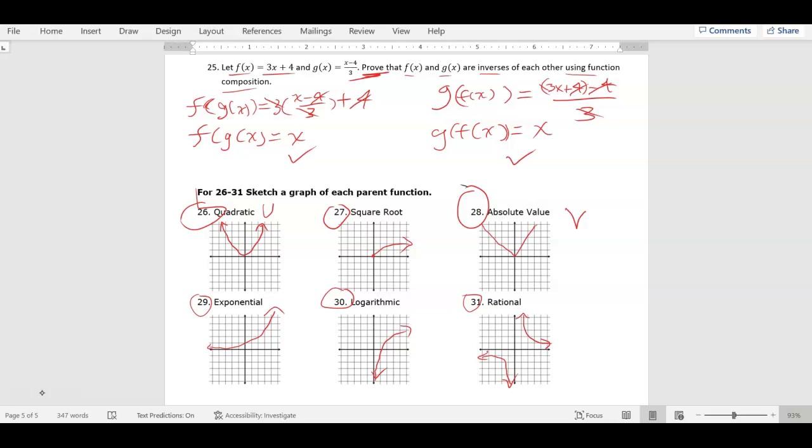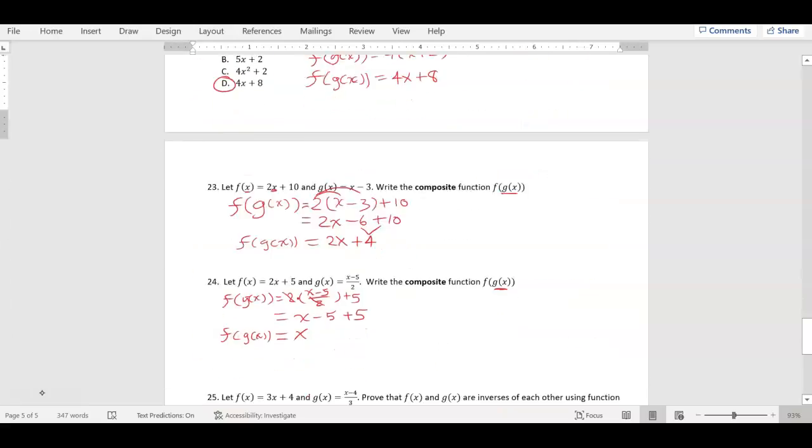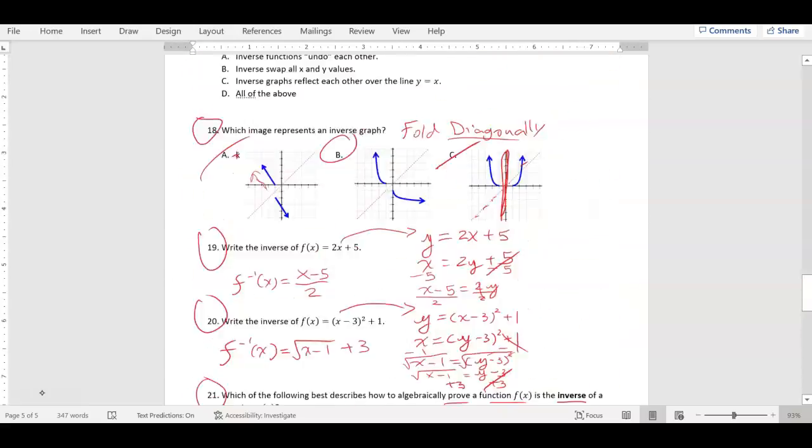Okay? So, those are sketches of what you have in your parent function book. So you want to use this, study this, and be ready for your test tomorrow. Your test will be shorter than this, and if you focus on the stuff that I circled here, you should be all right.